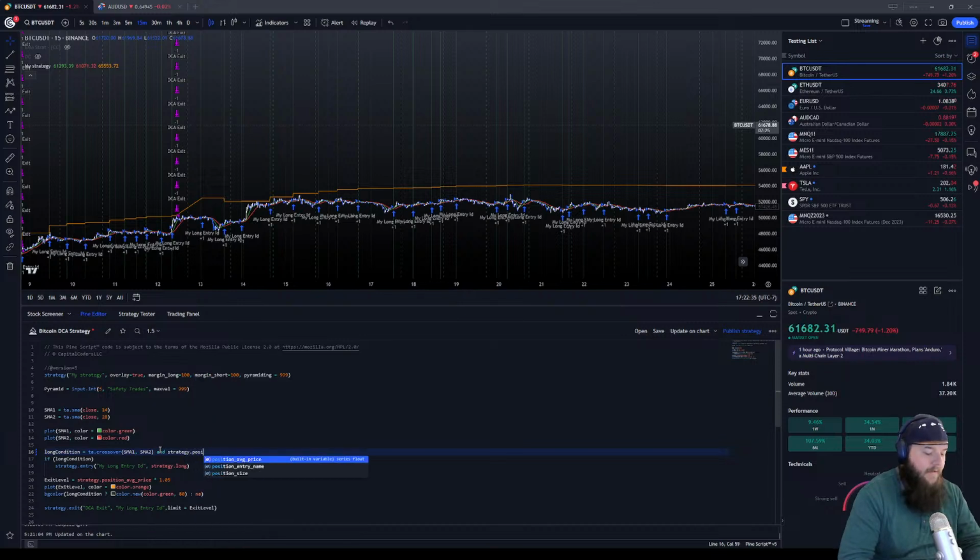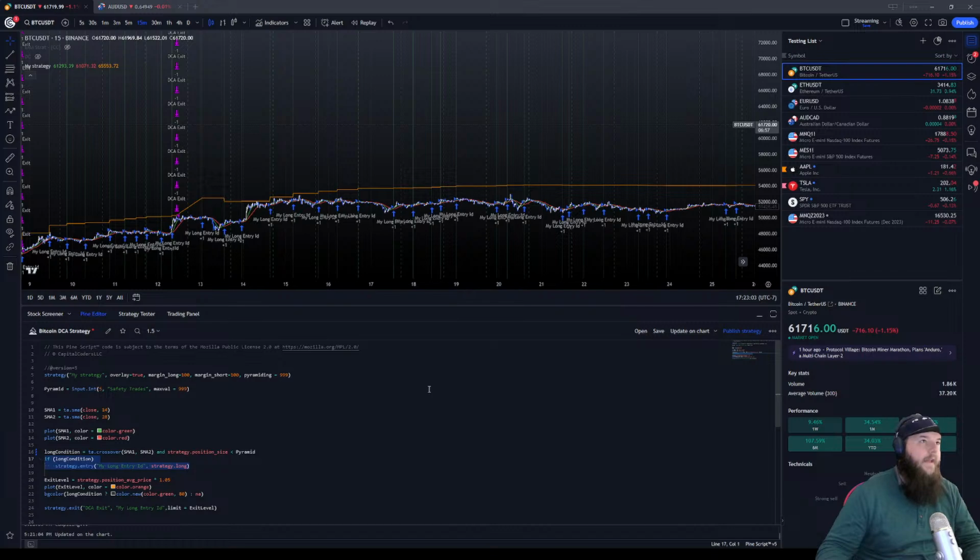So as long as my position size, so we're going to go and type strategy dot position size is less than my pyramiding variable, then I can enter more trades. If this condition is false, if my position size is greater than the pyramiding, then this whole argument results to false, which means long condition will not trigger and a new trade will not enter.